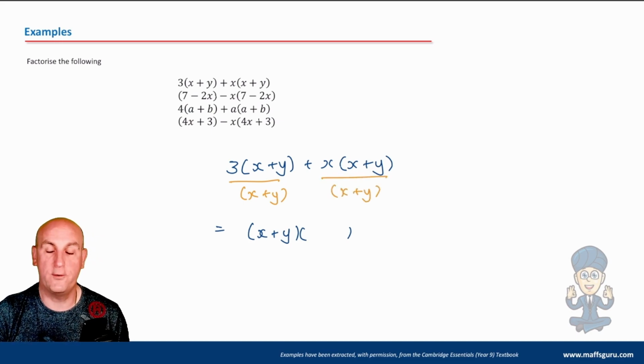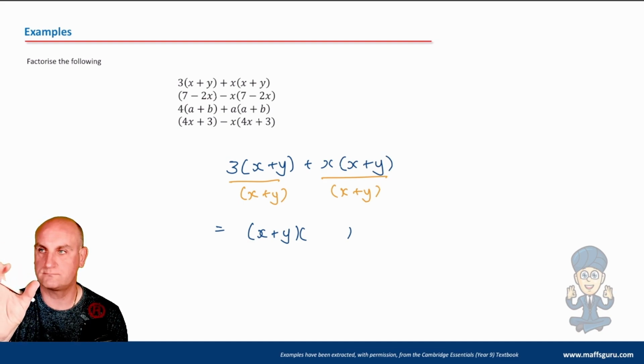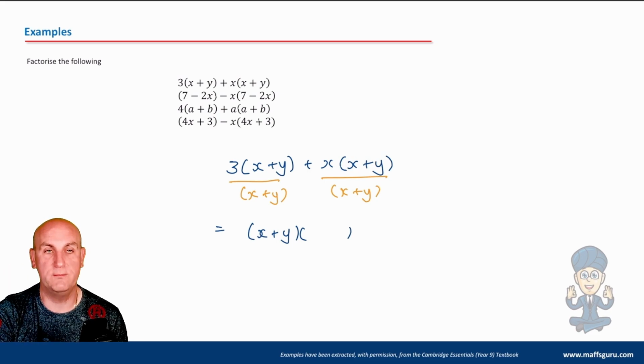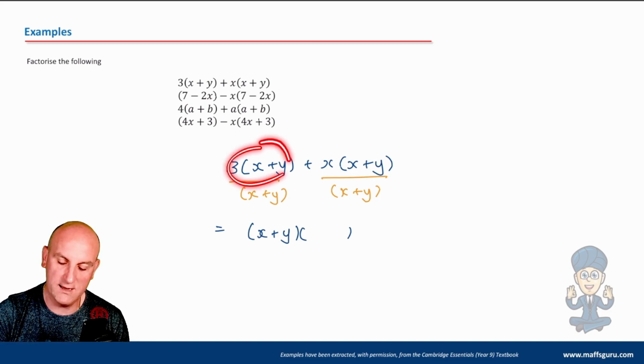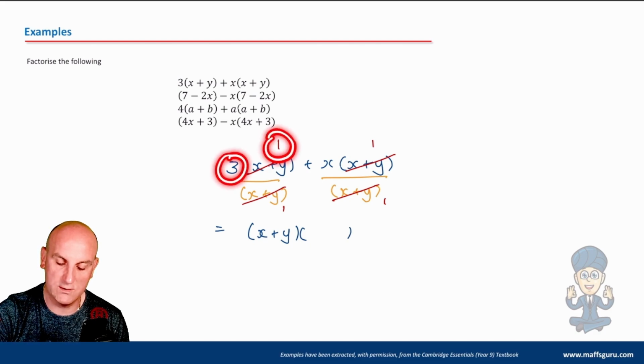Well, we know from basic maths that when there is something on the top of a fraction and something on the bottom of the fraction that are exactly the same, so long as all of the tops is multiplied and all of the bottoms are multiplied, we can actually cancel those out. So that x plus y there and that x plus y there becomes 1 and 1. That x plus y there and that x plus y there cancels out. So if we now look at what we've got left, we've got 3 times 1 on the top.